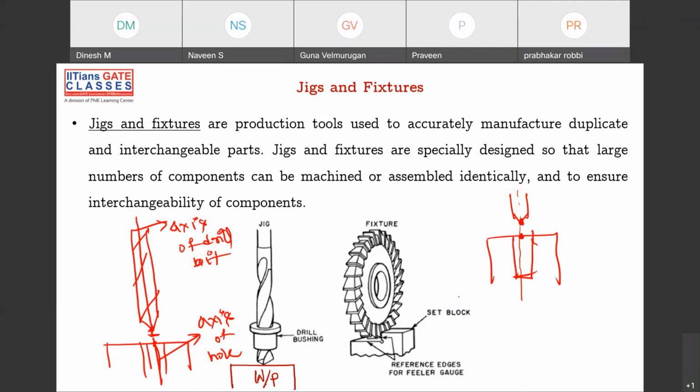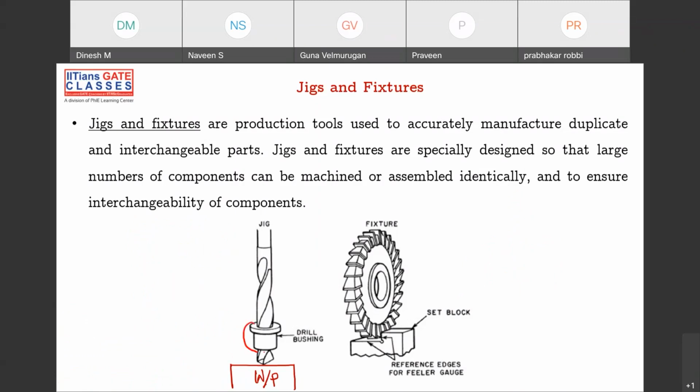Yes, with the help of jigs, obviously. What is a jig here? It's a thing that you place in between the workpiece and the tool, in between the workpiece and the drill bit, and this is called a carbon bushing. Now what you do is, you already reference this bushing with the workpiece, and you have a reference where you can start the drill on the jig as well.